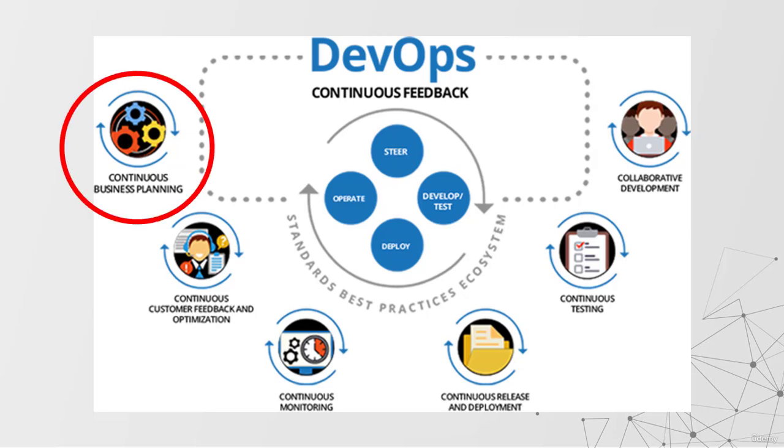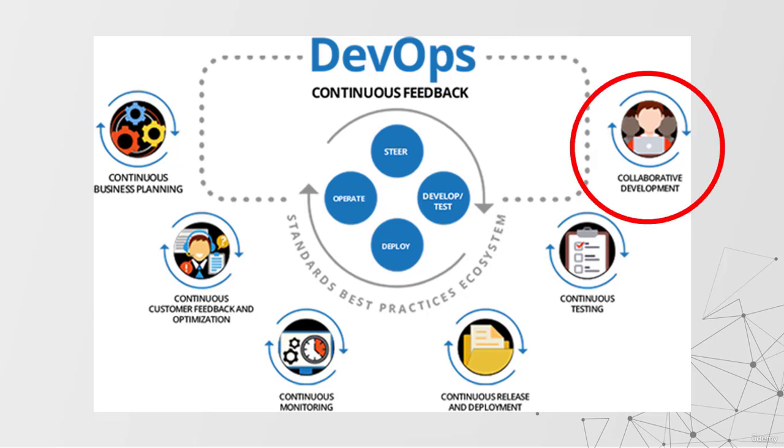So, in continuous business planning, DevOps begins with aligning software development with business objectives. So, continuous business planning means always having a strategy in place that evolves based on feedback and changing business needs. So, cloud platforms offer tools for business analytics and intelligence to help with this alignment.